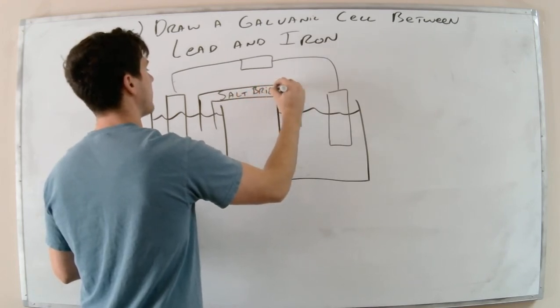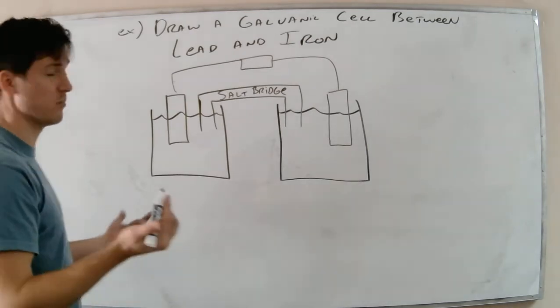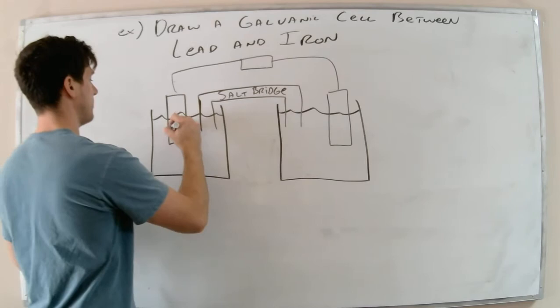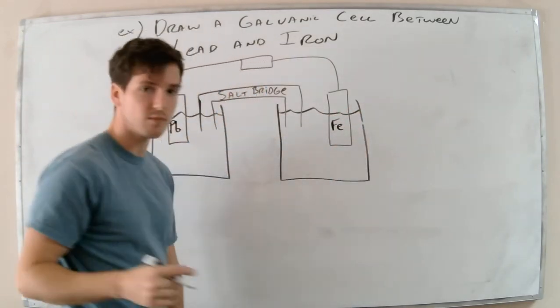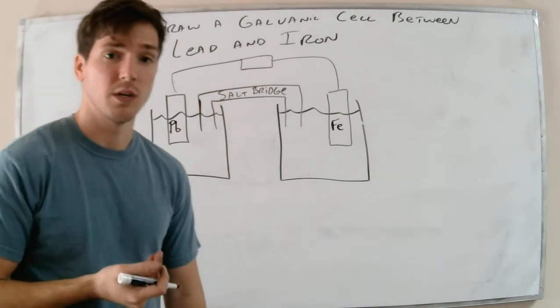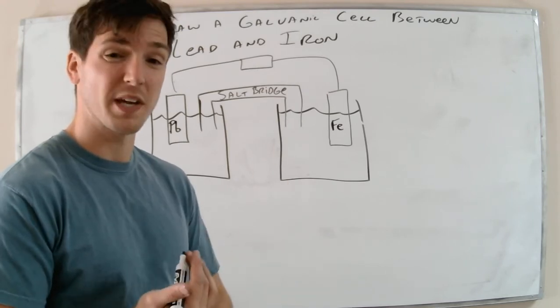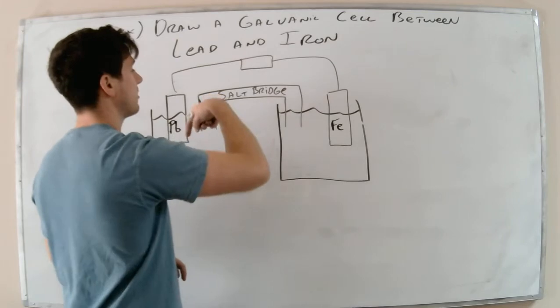Okay, and we know we're dealing with lead and iron, so let's just put lead as one of these and iron as the other. It doesn't really matter. Let's just put lead over here and iron over here. Okay? And now I'm going to ask you to show me which way the electrons go in this. Are they going to go from lead to iron or iron to lead?